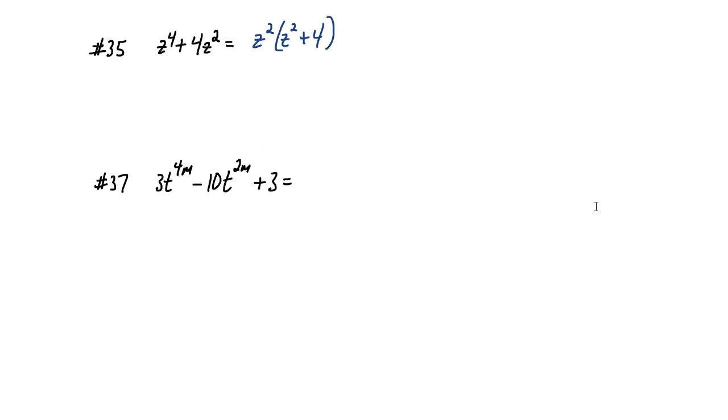Now number 37. We're back to a trinomial. There's no greatest common factor, and it's not a perfect square trinomial because you can't take the square root of the first term or take the square root of the last term and get a nice result. So let's try FOIL. Let's figure out this number and this number. They must multiply together to make 3t to the 4m. I think one of them will be 3t to the 2m, and the other will be t to the 2m. Make sure you agree that these do multiply together to make this first term.